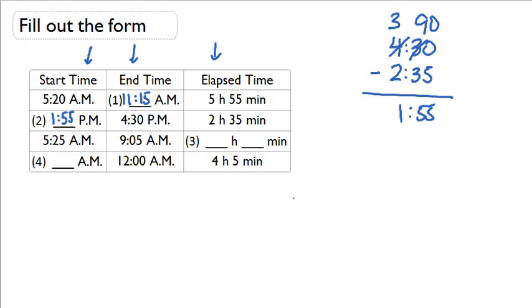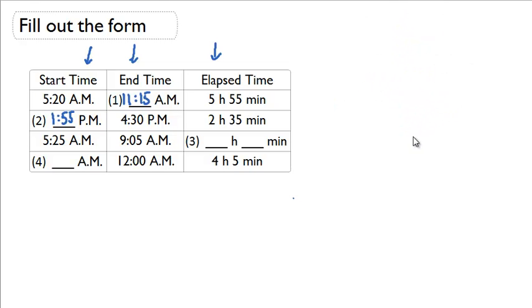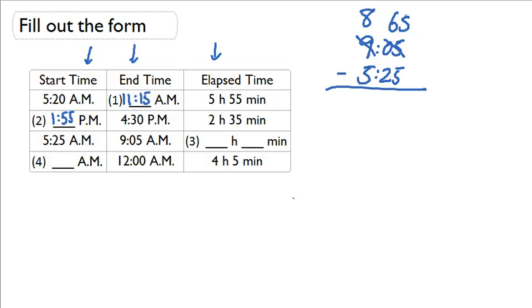Now, after I erase this, we're going to get on with problem number 3. With problem number 3, we can go ahead and use our original formula, final time, which is 9:05, minus the initial time, which is 5:25. And we have to borrow another hour. And we get 40 minutes and 3 hours. So our elapsed time was 3 hours and 40 minutes.